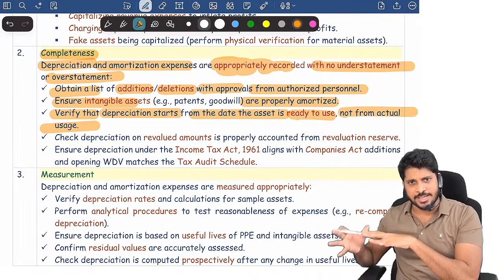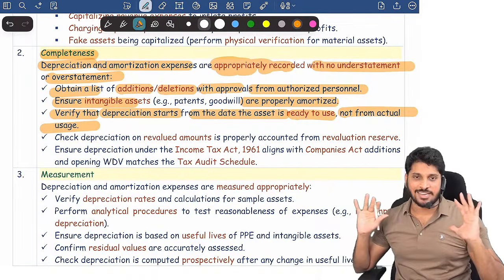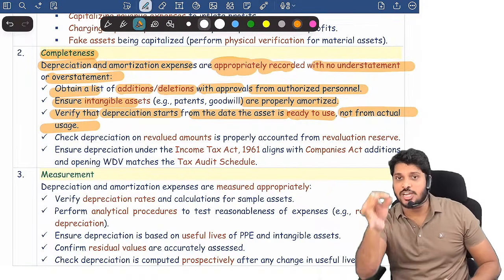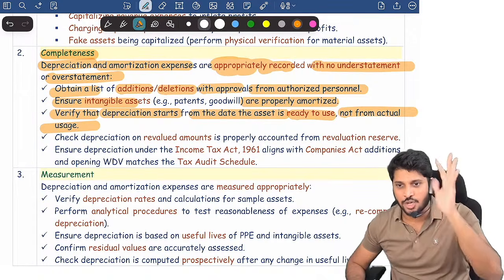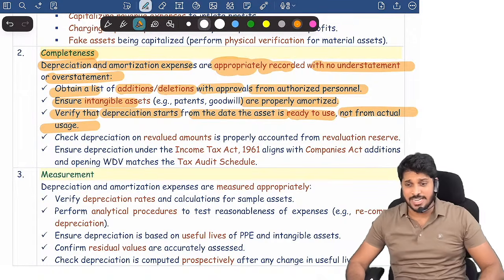Suppose we bought a generator and kept it, we didn't switch on the generator, still we calculate depreciation because it was installed. Installation date is important for depreciation. Am I right or not? So installation date is important.